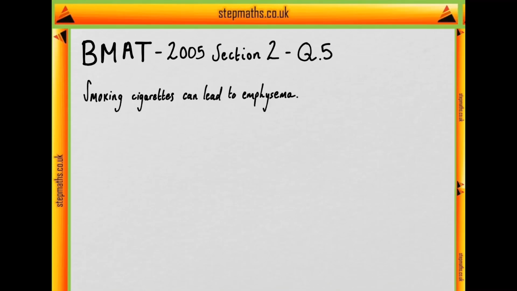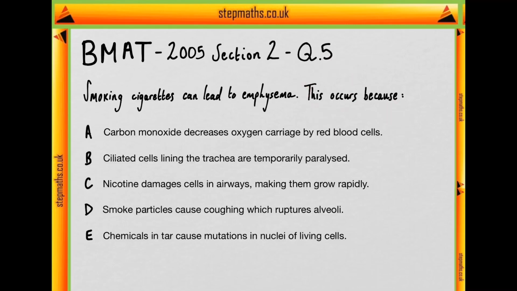Question 5, we're told that smoking cigarettes can lead to emphysema, and we're asked to work out this occurs because of options A through E. So we need to figure out which of these options A through E refers to the reason that smoking cigarettes can lead to emphysema. Well, what is emphysema?